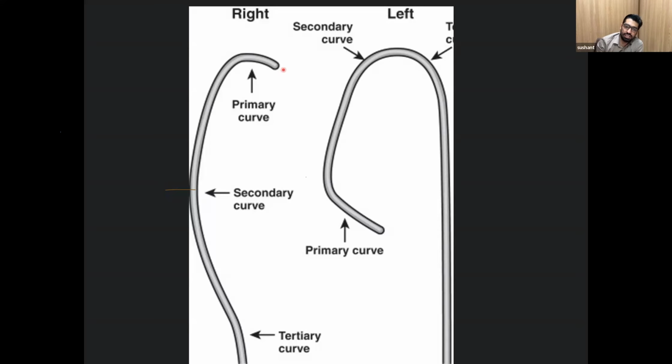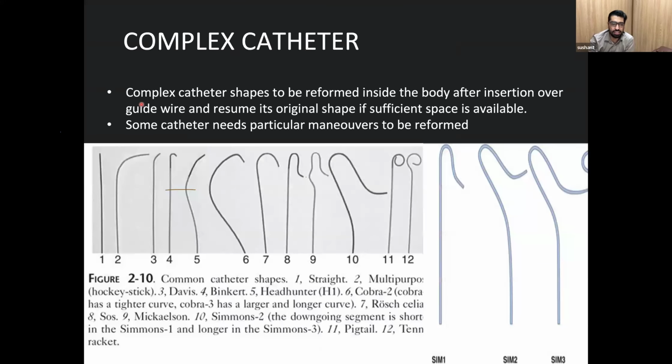These are end hole catheters. This is a cobra catheter, and these differ depending on the shapes we have: primary curve, secondary curve, tertiary curve. So there are multiple catheters depending on the shape. If we want to go into the celiac axis, we can use a cobra catheter or Simmons catheter. If we want to go into the subclavian or carotids, we can use a Picard catheter or vertebral catheter.